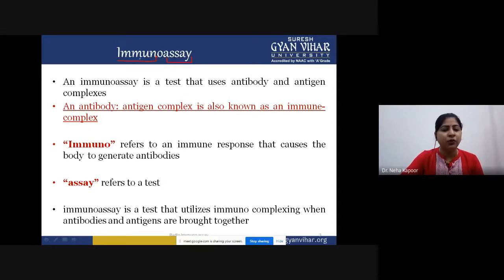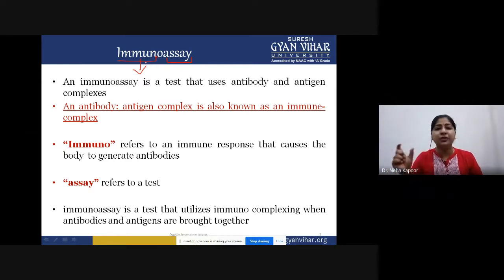Here, immuno mainly refers to the immune response that our body mounts in response to a certain kind of antigen. Whenever some kind of antigen enters our bloodstream, either through the oral route or through some skin injury, our immune response gets activated. It produces antibodies or different kinds of molecules so as to cater to that infection. Such an immune response that causes the body to generate antibodies is referred to here as immuno. Assay means test.